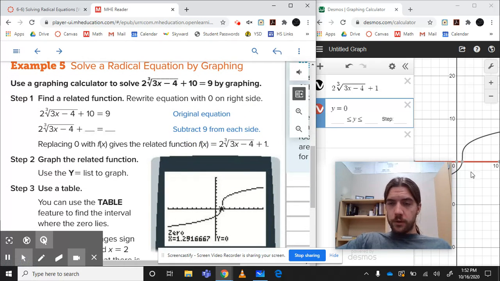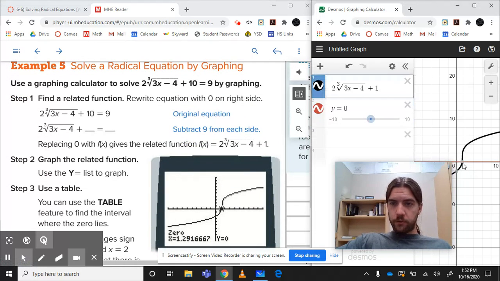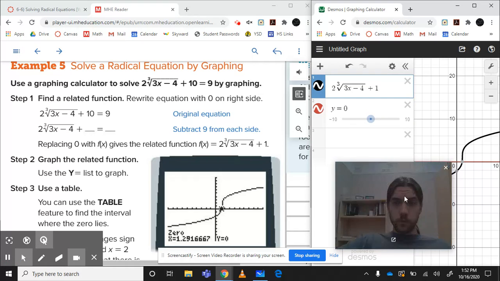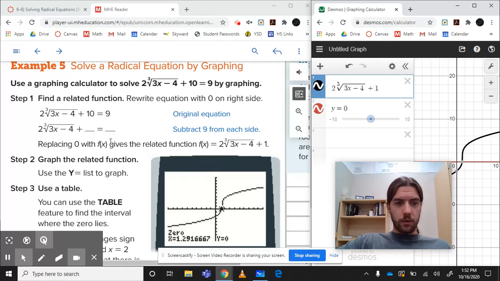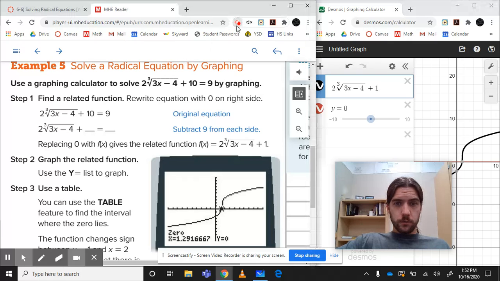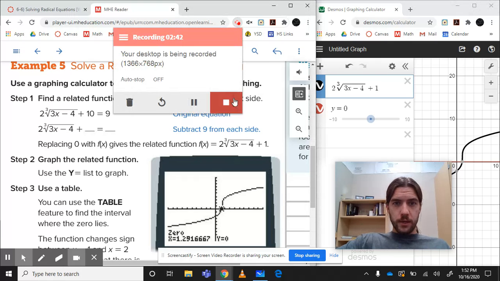But in general, if we just go on Desmos and we put these in, we can find the solution right here is 1.292. Okay, so that's a great way to use a calculator to easily solve these radical equations. Okay, moving on, we'll take a look at the next example.